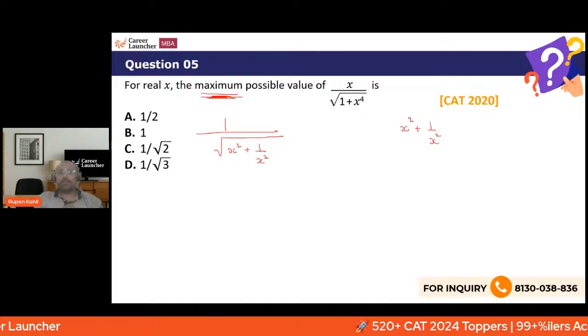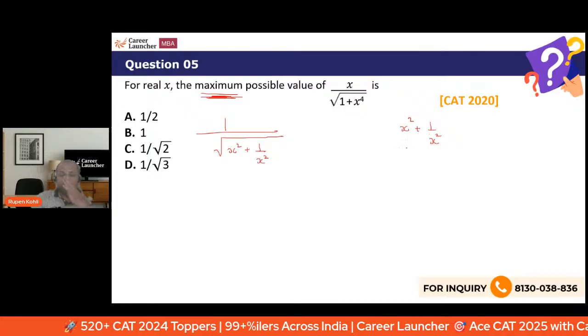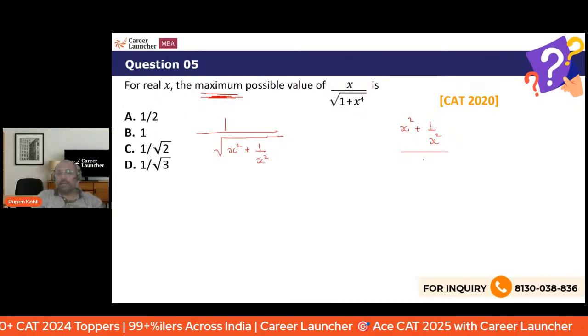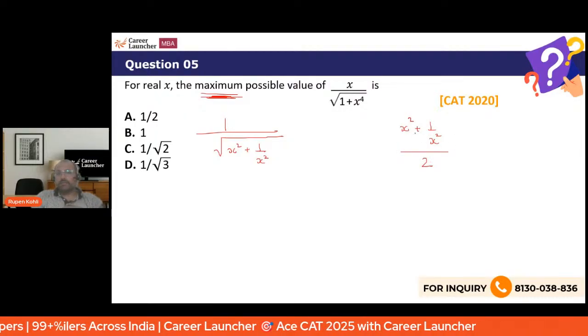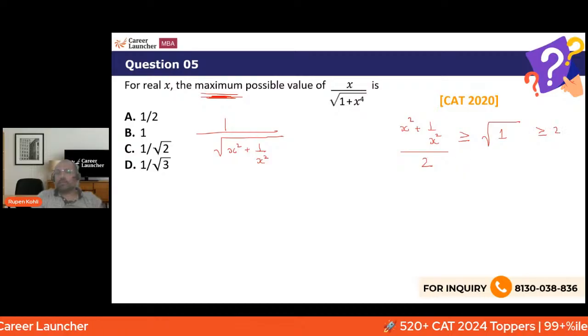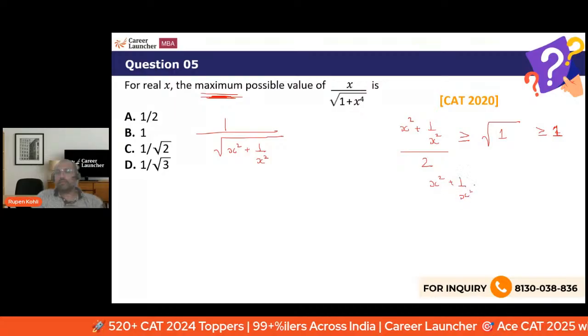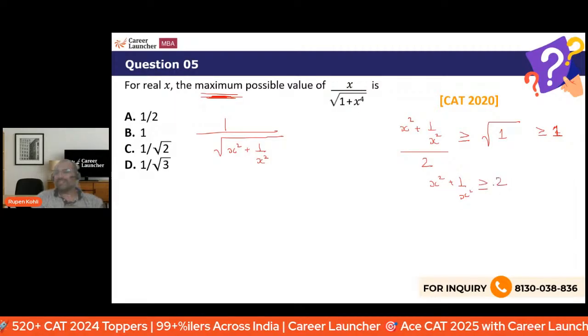So again, we can apply the AM-GM inequality over here and say that the minimum value of this expression can be obtained by saying that the AM of these two terms, which is this by 2, is greater than or equal to the square root of their product, which is x square into 1 by x square, 1. So x square plus 1 by x square, over 2, is greater than or equal to 1. So x square plus 1 by x square is greater than or equal to 2, right?